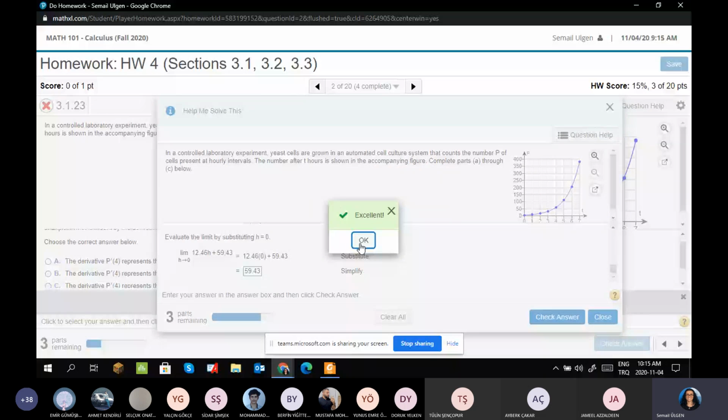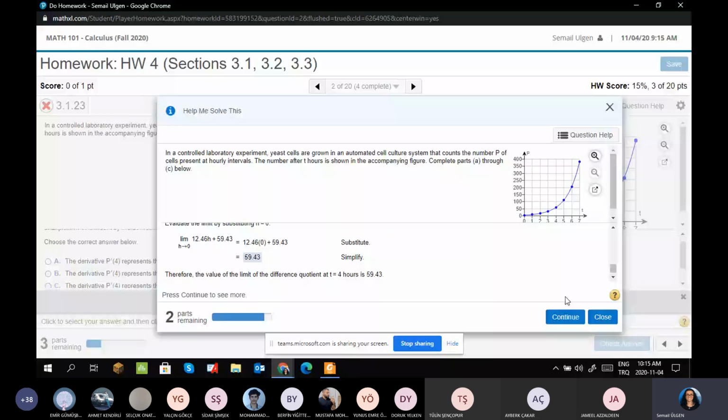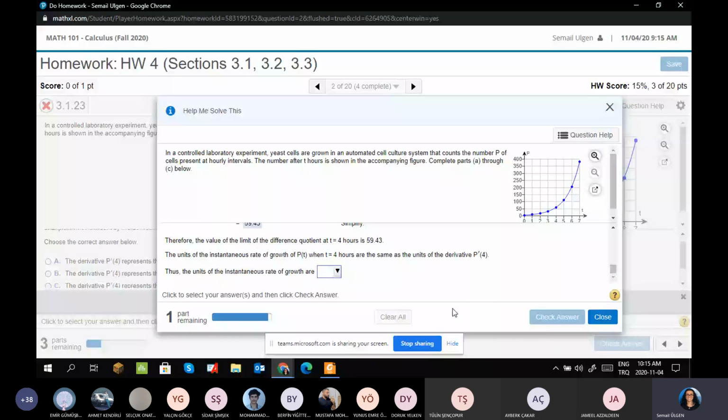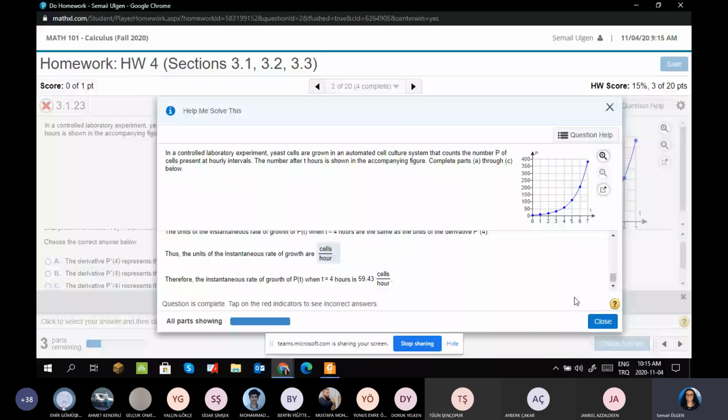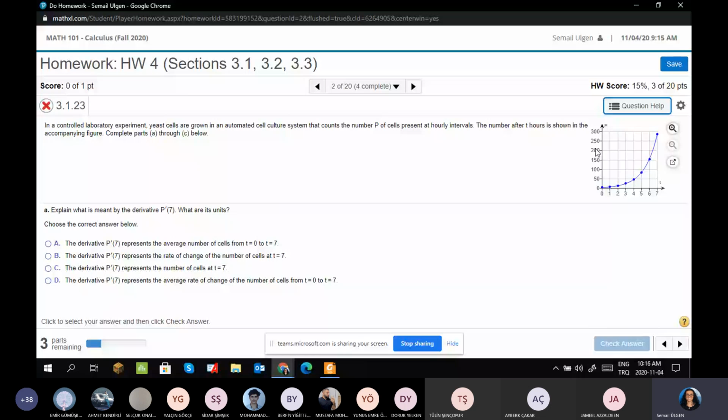Therefore, the value of the limit of the difference quotient at t equal to 4 hours is 59.43. Thus, the units of the instantaneous rate of growth, since they are talking about the derivative here, are cells per hour again. This is the same thing, cells per hour. So it's the right answer, and they rewrite the answer including the units as well. That's all there is to it. So that's that question.